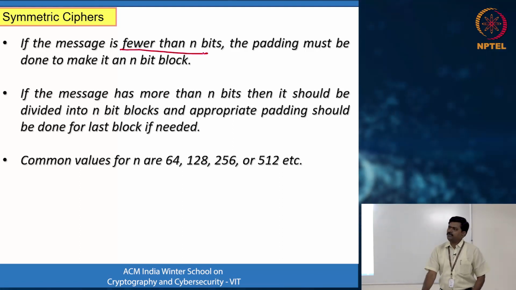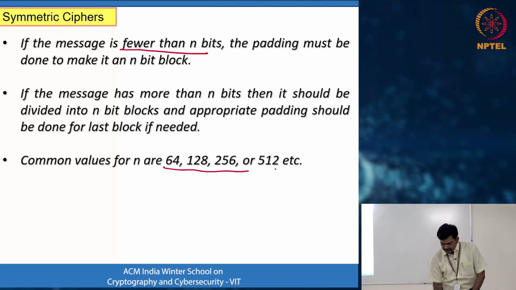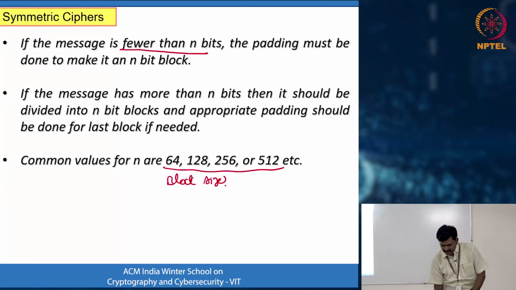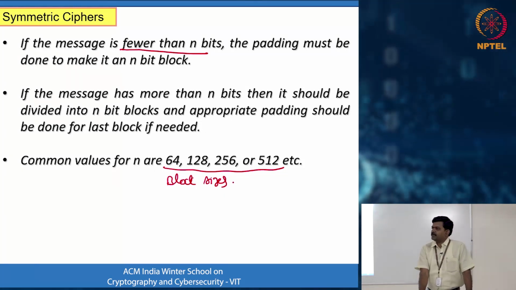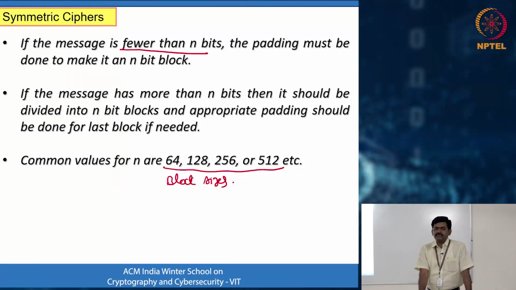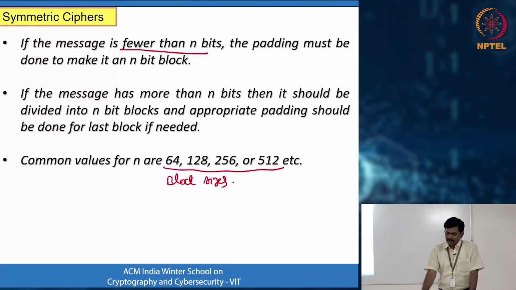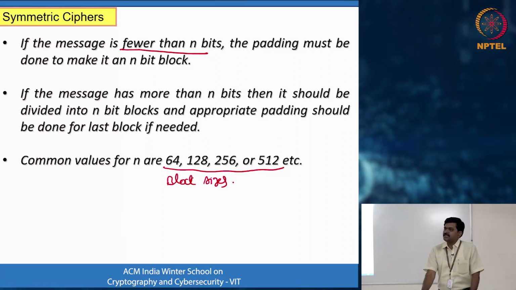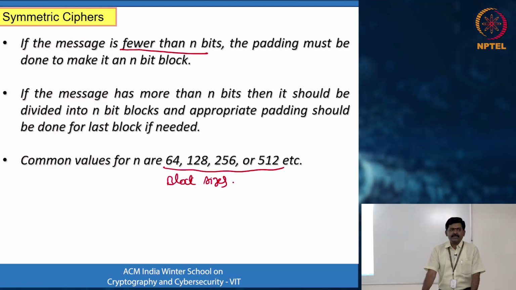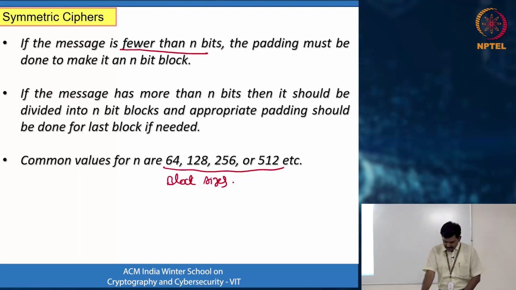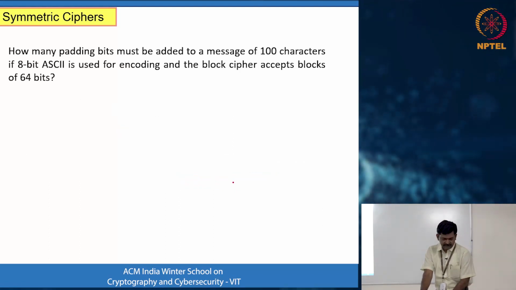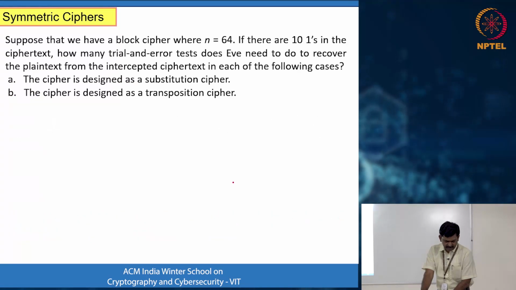Now, if you take any modern ciphers, typically the block sizes are various: 64-bit block, 128-bit block, 256-bit block, 512-bit block. These are all the message block sizes in different encryption algorithms of the modern ciphers. Okay, so I just skip this.